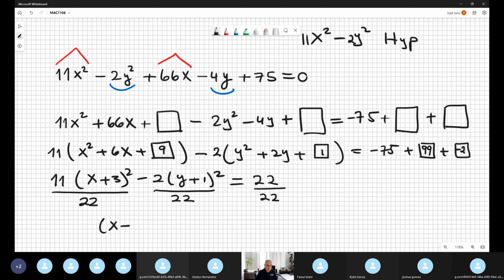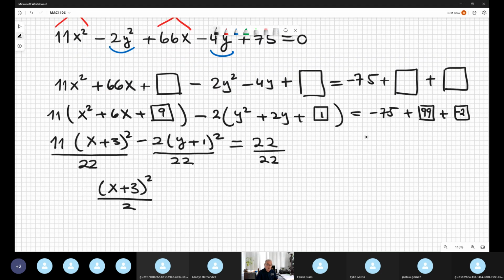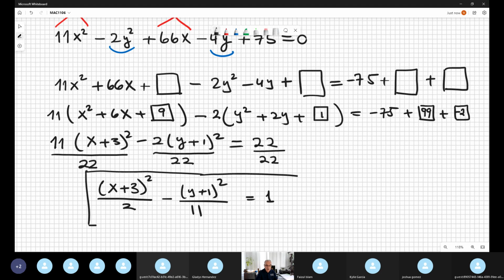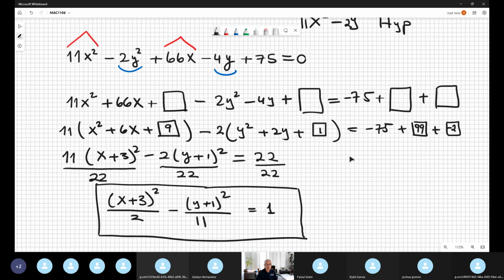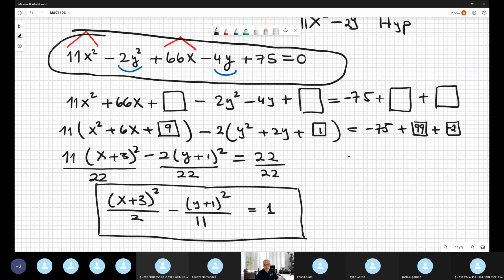So we have x plus 3 squared over 2, because 22 divided by 11 is 2, minus, okay, minus y plus 1 squared over 11 equal 1. Nice, standard, super nice equation that algebraically is equivalent 100% to this ugly original equation that nobody understands. Okay, the only thing that we are doing is some smart transformation, but it's equivalent 100% algebraically, no?